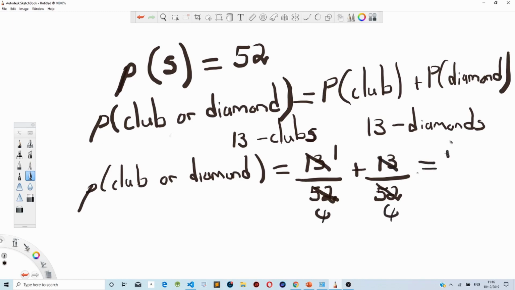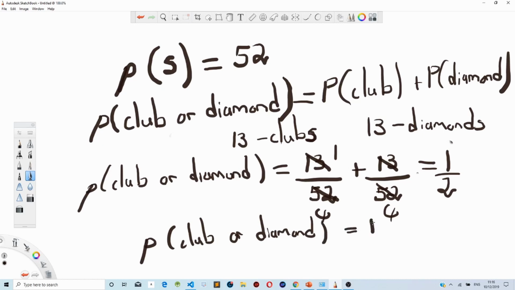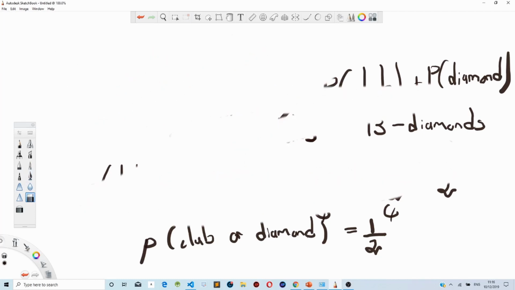So you find that the probability of getting a club or a diamond in this case is equal to 1/2. So this was an example of mutually exclusive events. Let us take a look at the second part.